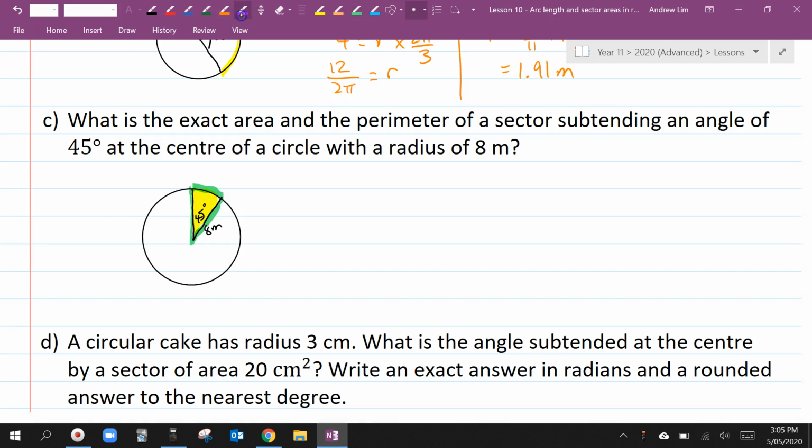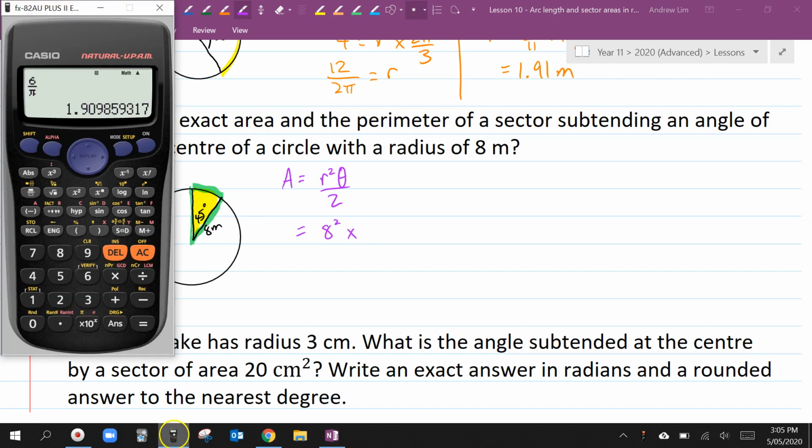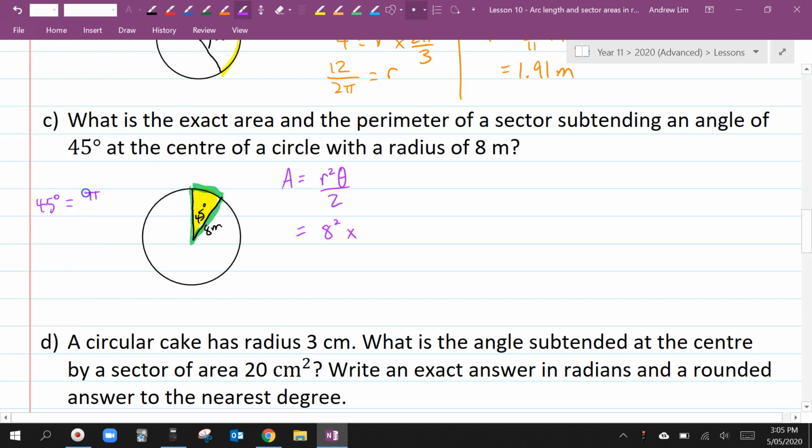Okay, so let's do area first. We know area is equal to r squared theta on 2, which is 8 squared times, well, we need theta in radians. So all I'm going to do, 45 degrees, I'm just going to divide it by 180. Put it as a fraction, 1 over 4, so it's equal to pi on 4. Okay, and remember we just put pi in the numerator. Pi on 4, and then we're going to divide that by 2.